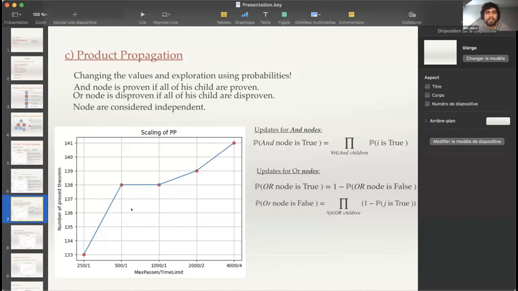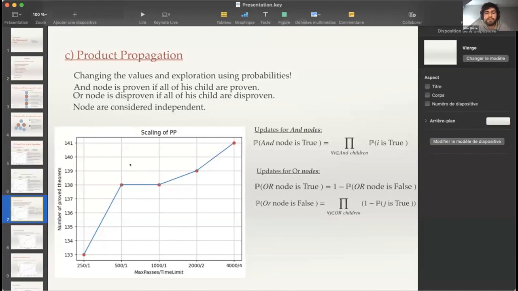Product propagation performs better than Holophrasm and seems more efficient because, as we can see, in the setting of 500 visits and 1 minute, we reach 138 propositions.